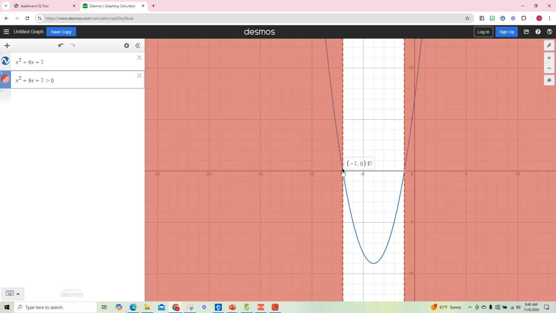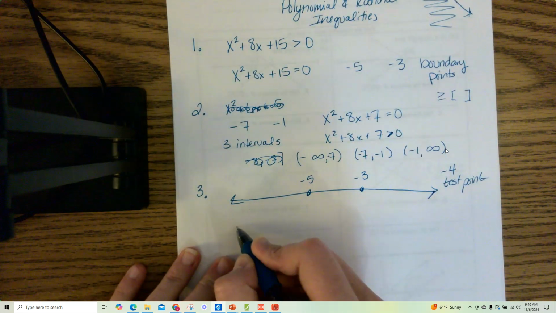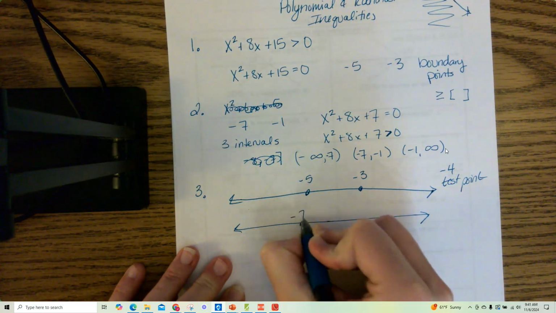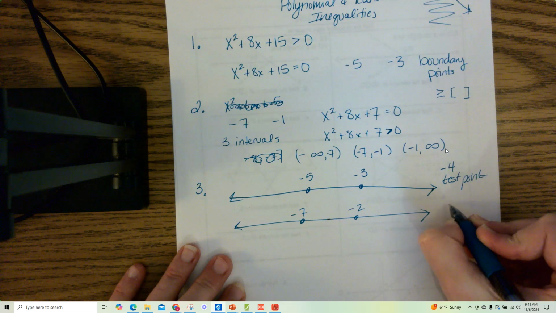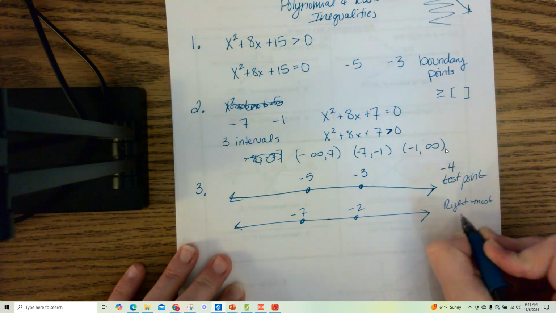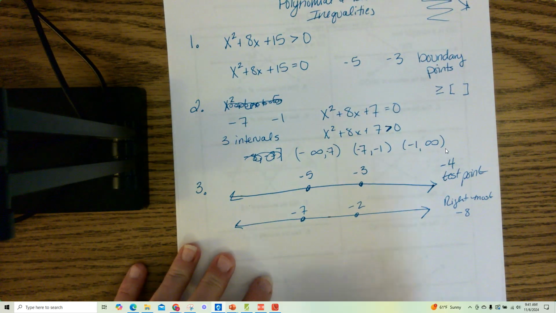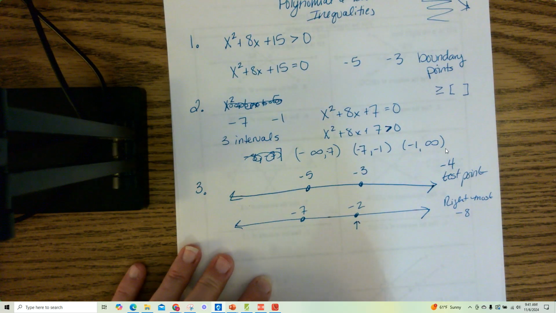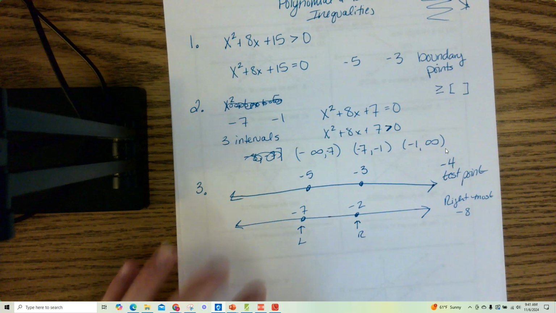So if my number's not even in between the points, is that false? Okay, so give me your 2 points. -7 and -2. What's your test point? Rightmost interval on the number line should be, or could be -8. No, that's false. Because this is going to be your rightmost test point, and this one's going to be your leftmost test point.